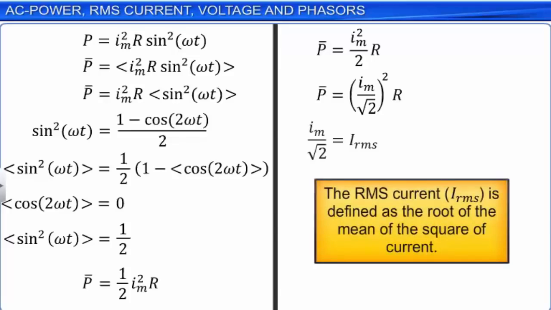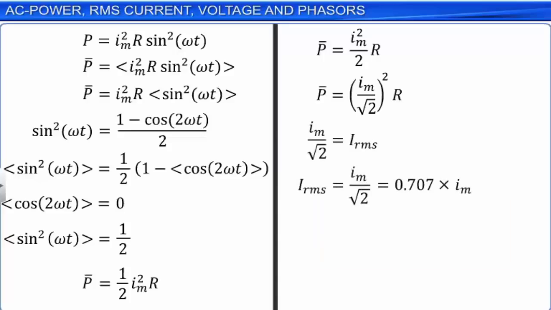RMS current is defined as the root of the mean of the square of current. For a sinusoidal current, its value is 1 over root 2 times or 0.707 times the amplitude of the AC current, Im. The average power dissipated by any form of AC current in a resistor is IRMS square R. Similarly, we can denote the RMS voltage or effective voltage, VRMS, as Vm by root 2, where Vm is the amplitude of the AC voltage.